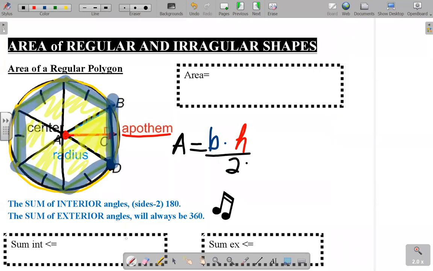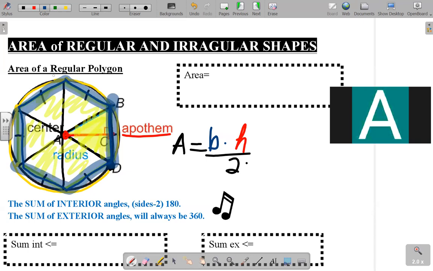Addie, when we trace all the bases together, what is it of that shape, ma'am? Can you hear me? Yeah, I can hear you. Great. When I trace all the bases together, it's the what of the shape walking around? The perimeter. Yes, ma'am. So base, we're going to replace with perimeter.